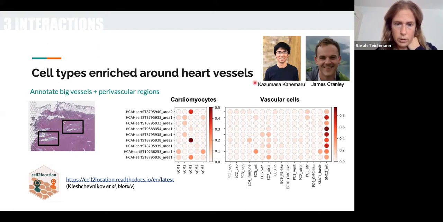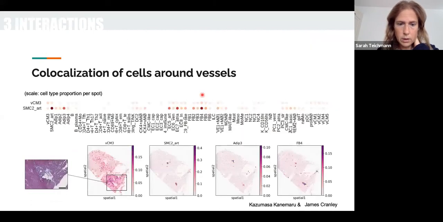And what this allowed Kazumasa and James to do is to basically define co-localization of particular compartments like cardiomyocyte populations with specific vascular cells, and to compute this co-localization in an unbiased statistical framework. And what this shows is co-localization of a particular cardiomyocyte population that's in the ventricles. We call it VCN3, and that's localized to specific regions. It's not spread homogeneously throughout the free wall of the ventricles, but it's clustered in specific regions. And we find statistically significant co-localization with particular arterial smooth muscle cells, adipocytes, and fibroblasts.